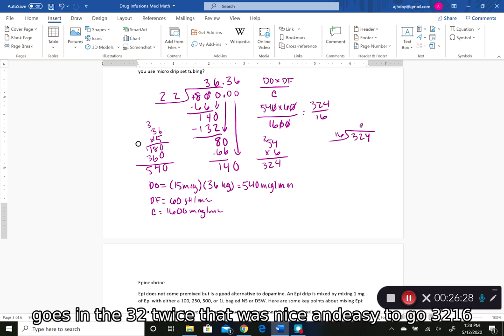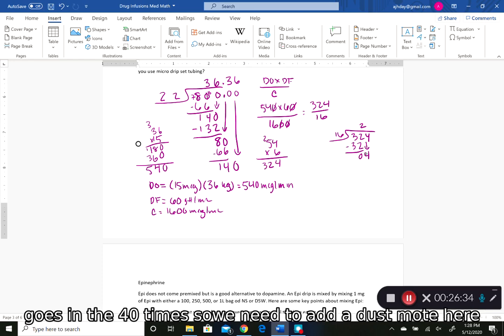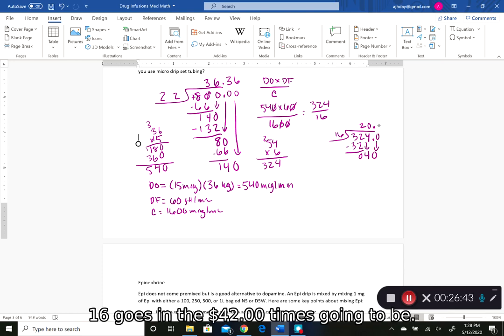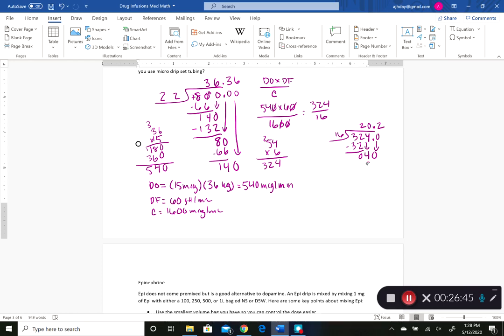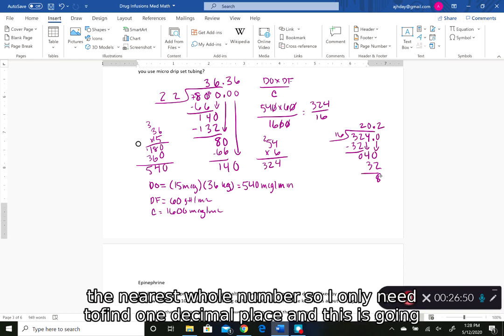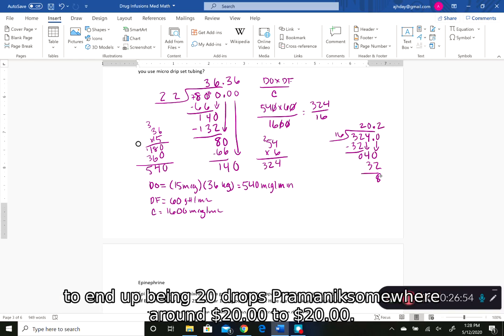16 goes into 32 twice. That was nice and easy. It equals 32. 16 goes into 4 0 times, so we need to add a decimal here. 16 goes into 40 2 times, which is going to be 32. Now we can go ahead and stop right here because remember I'm going to round to the nearest whole number, so I only need to find one decimal place. And this is going to end up being 20 drops per minute. So I'm going to round that 20.2 to 20.